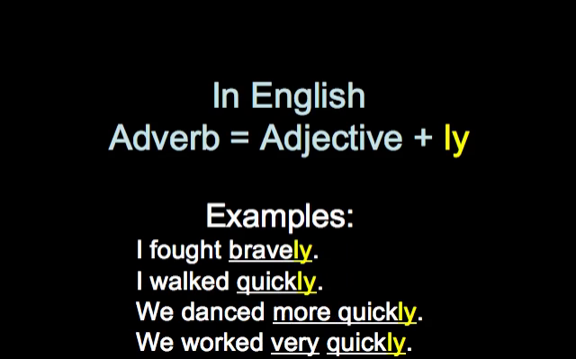In English, the adverb is just formed by taking an adjective plus ly. So you have brave, I fought brave. You add ly to say I fought bravely. I walked quickly. We danced more quickly. We worked very quickly. So all you're doing is taking an adjective and putting the ly on the end.